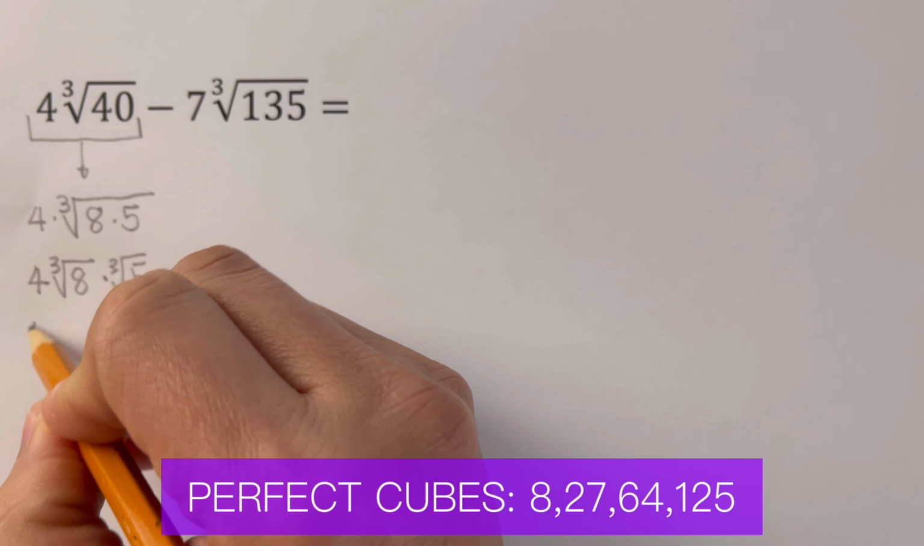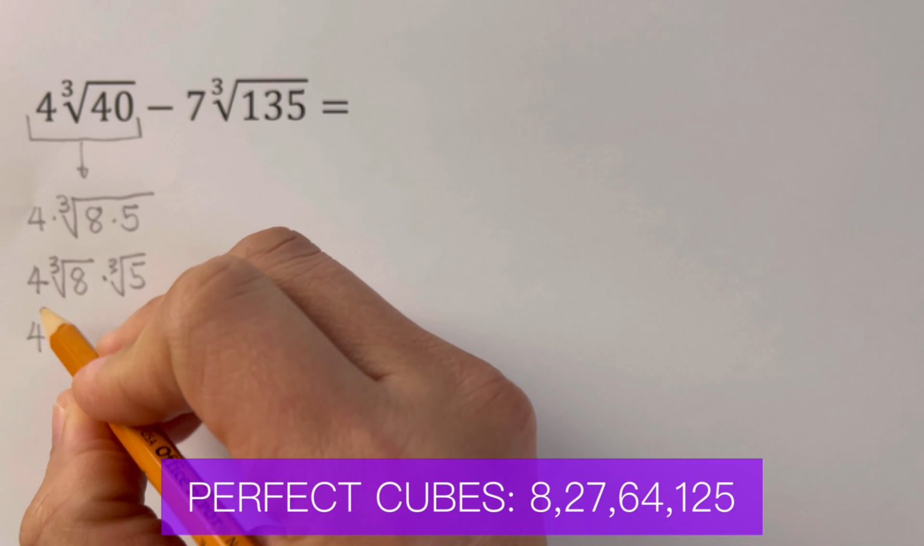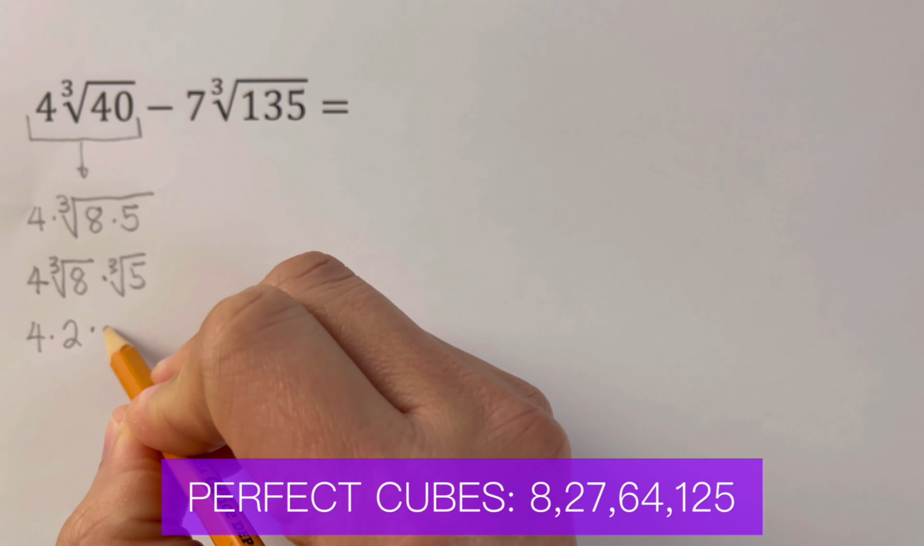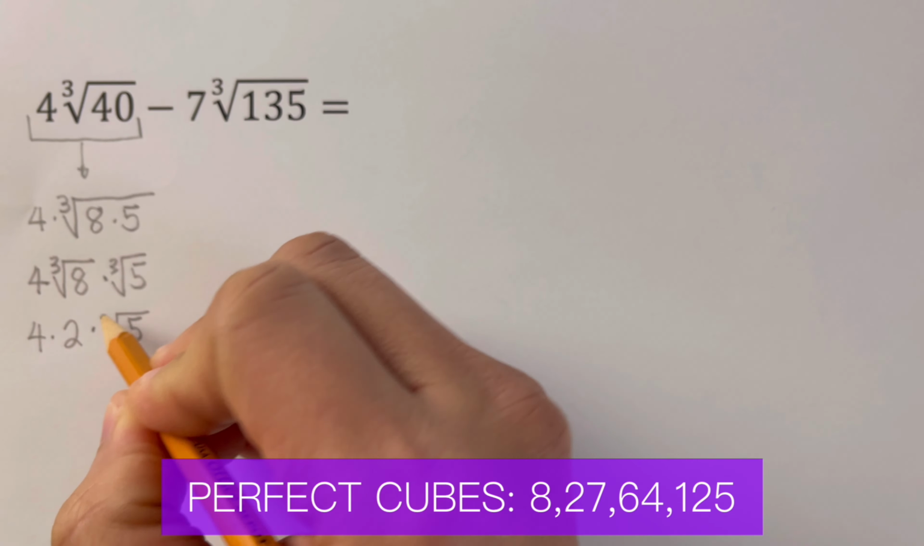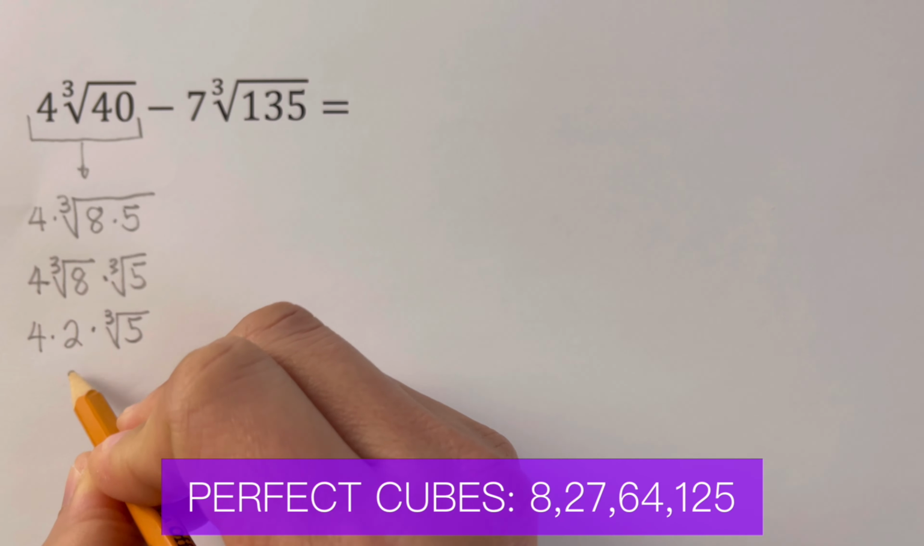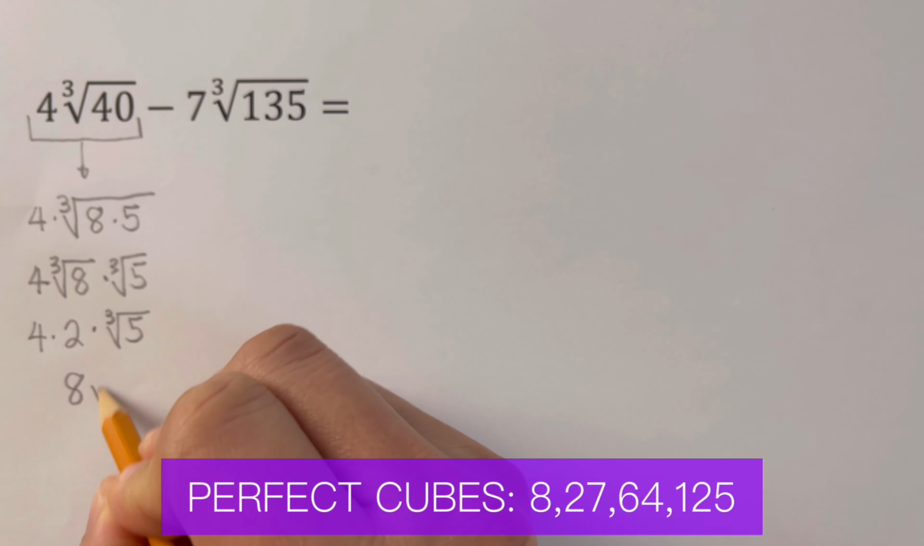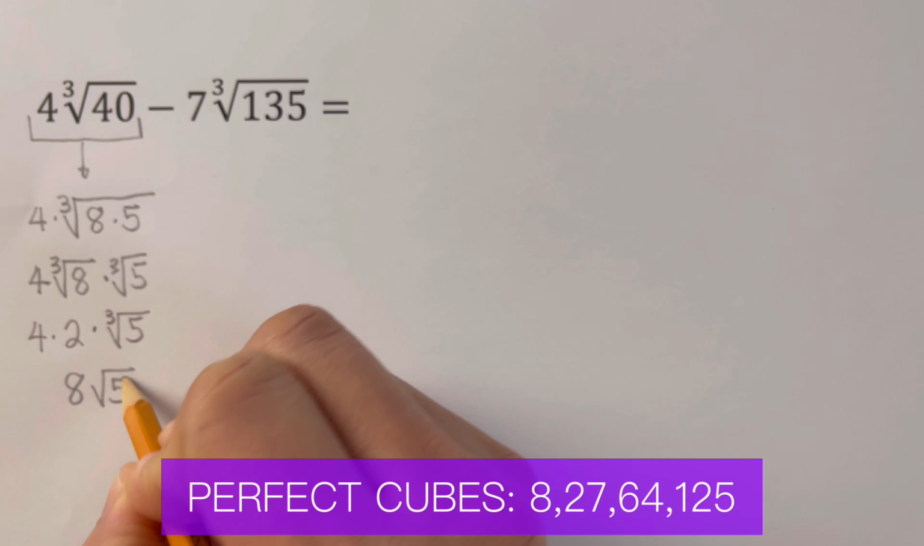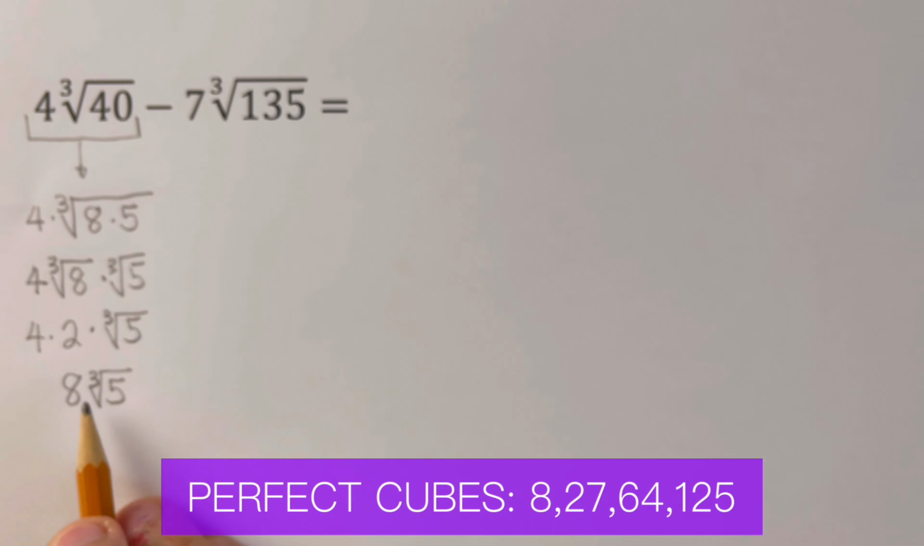So I get 4 times the cube root of 8, which is 2, times the cube root of 5, which is just the cube root of 5. So I keep that. So this comes out 8 cube root of 5. So this is the simplified version of this expression that we have right here.